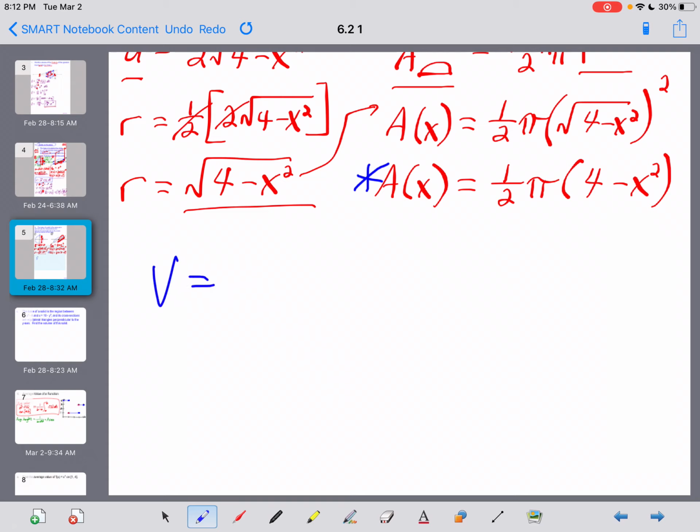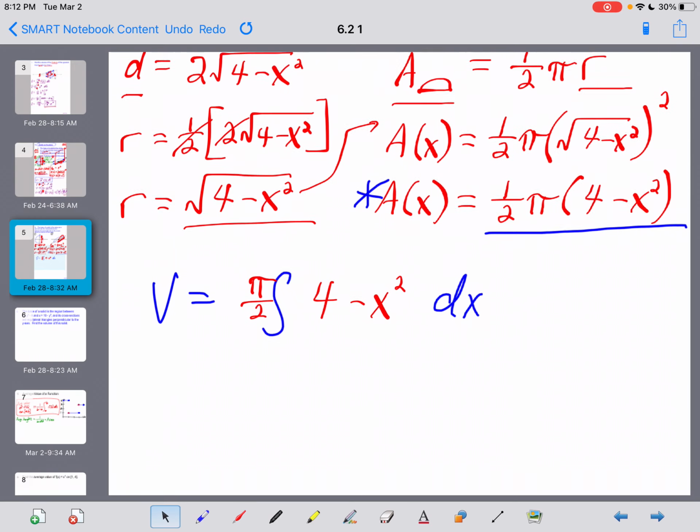Volume is equal to a definite integral now of your A of x function, which is going to be 1/2 pi times 4 minus x squared. I'm going to pull out the constants here, the 1/2 pi, which I'm just going to make a pi over 2 out in front, if you don't mind. So the pi over 2 comes out. The 4 minus x squared stays in the integrand. We're integrating with respect to x. And the limits of integration are, again, the lowest and highest values of x in this region.